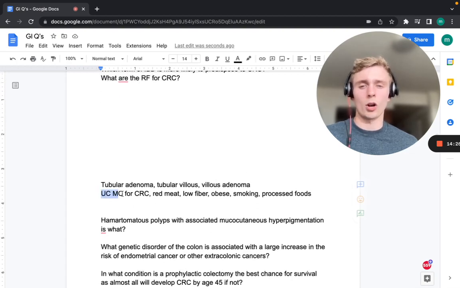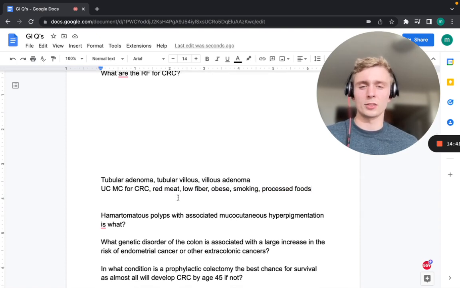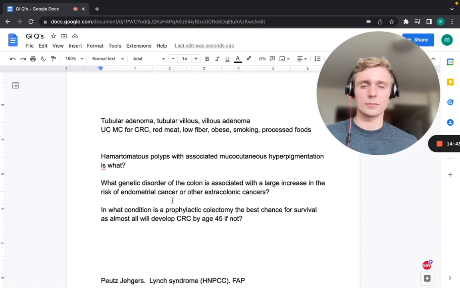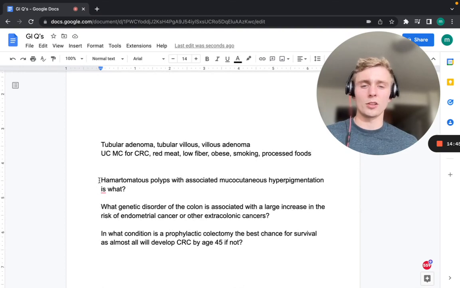Ulcerative colitis is more common for colorectal cancer, so important to know, not Crohn's, but ulcerative colitis. And some of the risk factors for colorectal cancer, of course, red meat, low fiber, obesity, smoking, and processed foods. So all those are risk factors for colorectal cancer. So next, a few questions on some different types of polyps and important things we need to know. So next one is hamartomatous polyps associated with mucocutaneous hyperpigmentation is what?